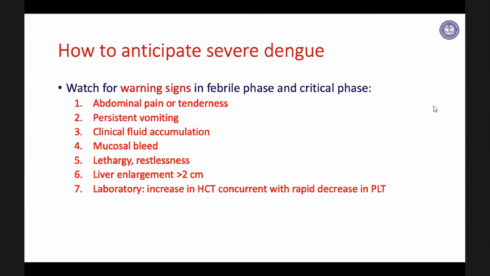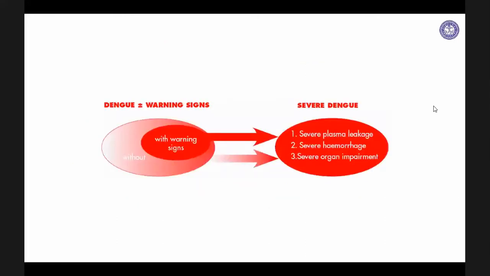These are abdominal pain and tenderness, persistent vomiting, clinical fluid accumulation like pleural effusions, mucosal bleed, lethargy and restlessness, liver enlargement more than 2 centimeters, and if you can do laboratory investigations, an increased hematocrit concurrent with a rapid decrease in platelet count. That happens very close to number 3 and number 7 happen very close to the critical phase. So these are called warning signs. If those warning signs are present, it's a good idea to admit the patient without waiting for the platelet count or anything to drop. But remember, you can still get hemorrhagic fever without warning signs also.